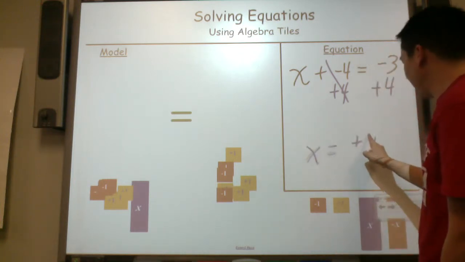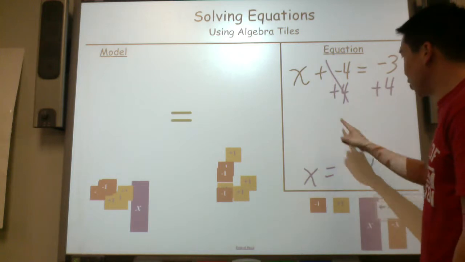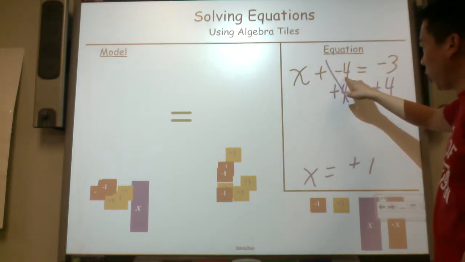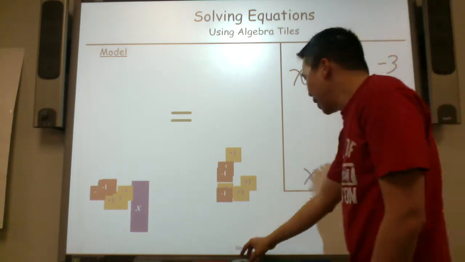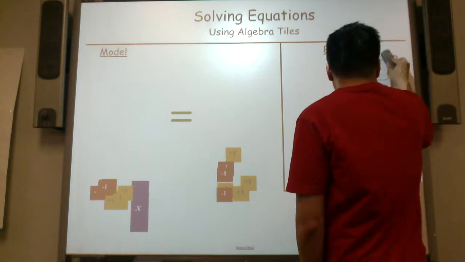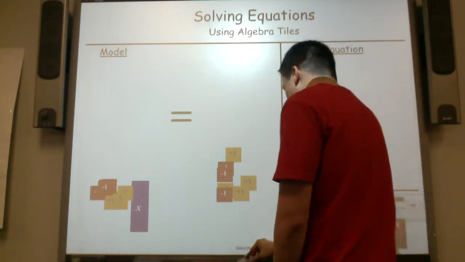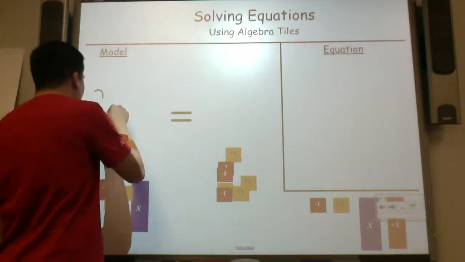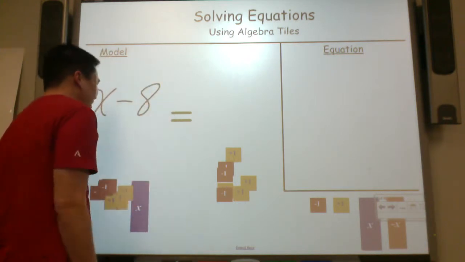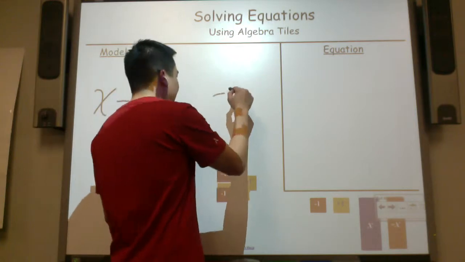Let's see if that's correct. If I replace this x with 1, 1 with 4 negatives will be 3 negatives. All right, now that we practiced with addition, can we do it with subtraction? Will it also work with subtraction? Yes, it will. So let's try this one. X minus 8, I don't know, equals negative 3.